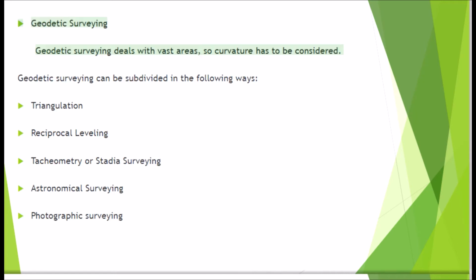Geodetic surveying. Geodetic surveying deals with vast areas, so curvature has to be considered. Geodetic surveying can be subdivided in the following ways: triangulation, reciprocal leveling, tachymetry or stadia surveying, astronomical surveying, photographic surveying.